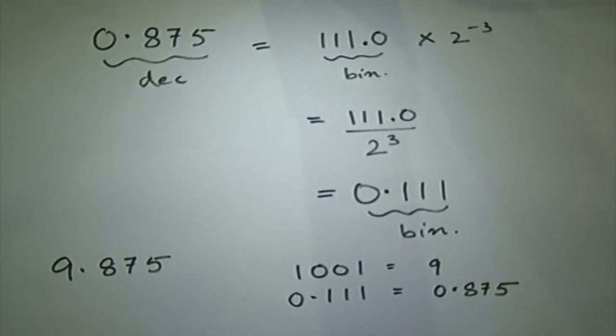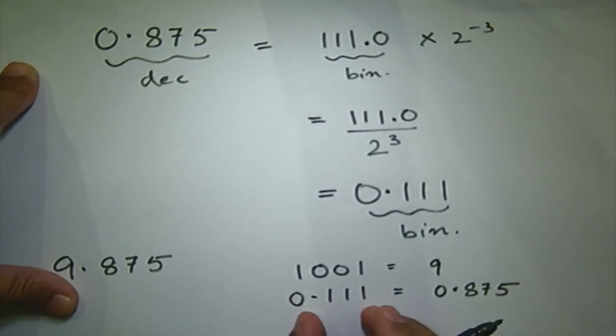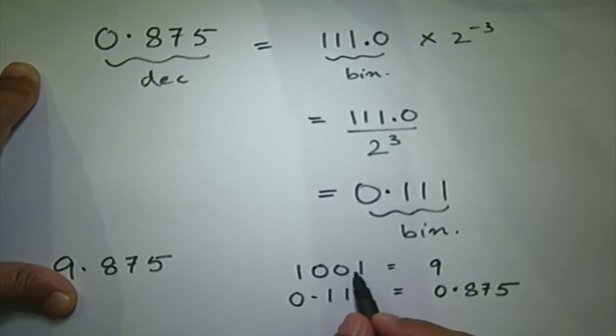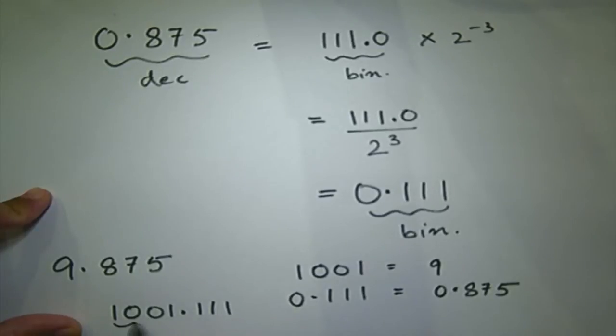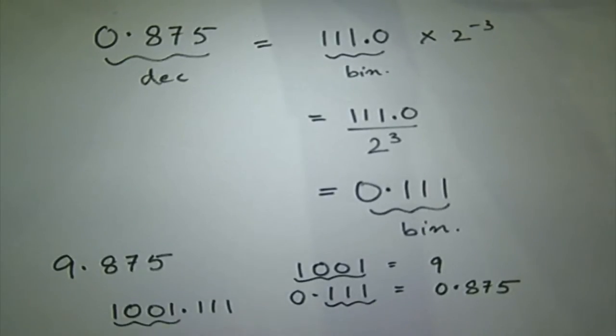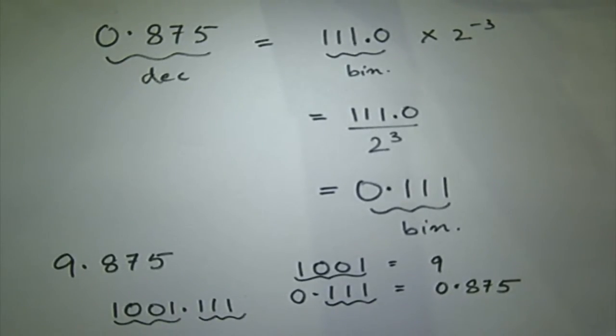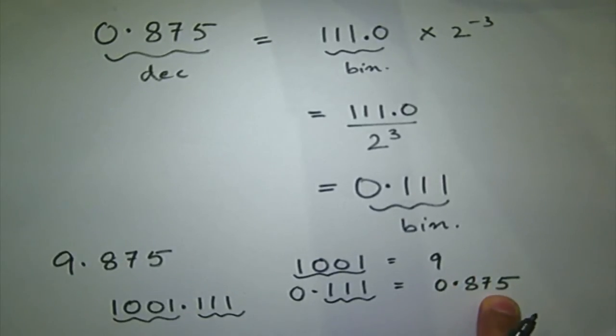We want to write it as one single binary number, which means we want to combine these two things, but note that these are being multiplied by 0 or positive powers of 2. These are being multiplied by negative powers of 2. So even if I put these together with the binary point in between, their multipliers will just stay the same. So if I just write 1001.111, this part will get multiplied by powers of 2 exactly the same as this. This part will get multiplied by powers of 2 exactly the same as this. So therefore, this part will give me 9, this part will give me 0.875.